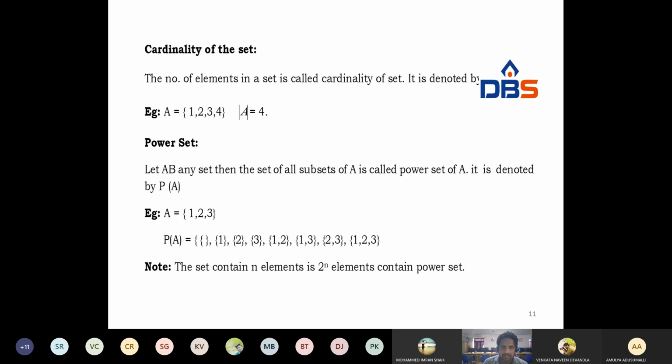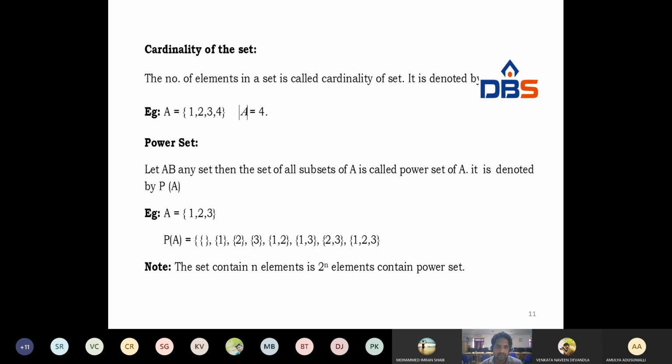So, understood? The set of all subsets of A is called the power set of A. It is denoted by P of A. For example, A equal to set {1, 2, 3}. So P of A equal to null set, {1}, {2}, {3}, {1, 2}, {1, 3}, {2, 3} and {1, 2, 3}. These are all the sets. Okay now?